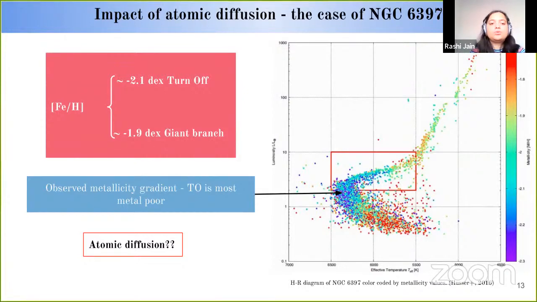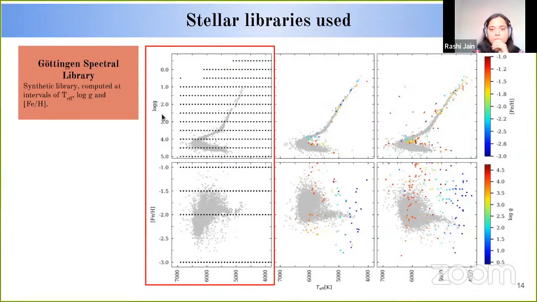Now, I'd like you to look at the library that they have used in their study. In the first panel, the gray dots here are the stars of the globular clusters in the parameter space: metallicity versus temperature on the bottom panel, and surface gravity versus temperature on the top panel. And the black dots are the library stars. Since it is a synthetic library, it is uniformly spaced in parameter space, and the stars are computed at intervals of temperature and metallicity. The metallicity of the globular cluster is minus 1.31.